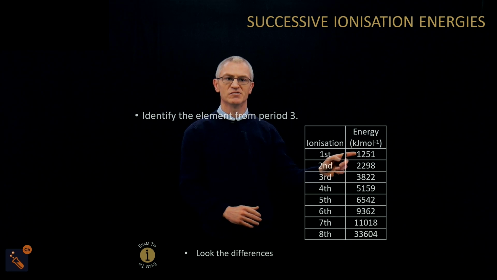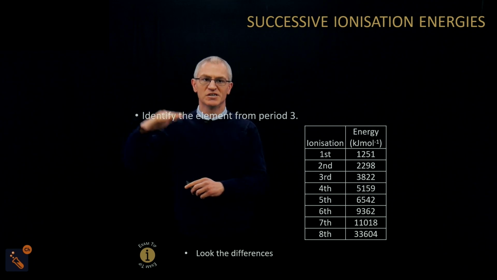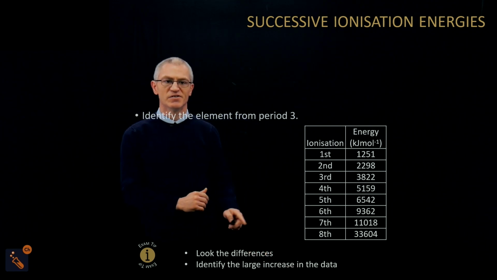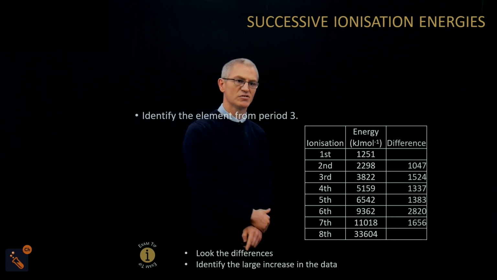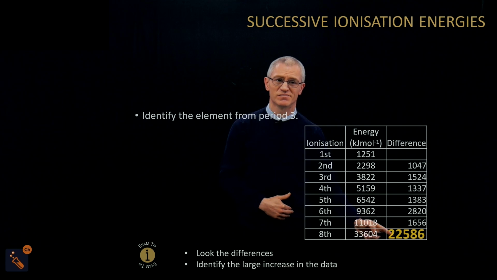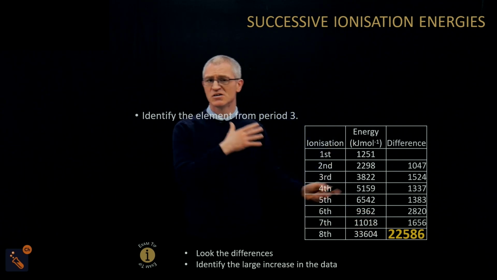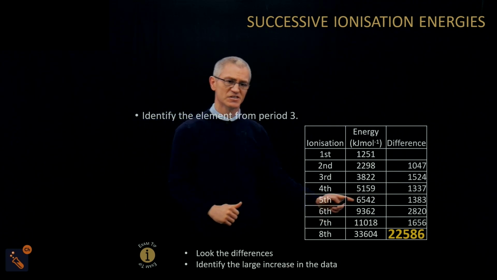So you have to look for the differences between these numbers. So 2298 minus 1251. You look at the differences, because then you're getting an idea of whether there's a big jump or not between the first and the second. You identify then the large increase in the data. So let's look at that data. The differences between the numbers we've put here do vary a little bit, but they're not hugely different from each other. But then if you look at the last one, that's massively different. That's 22,000, where the rest are vaguely around the 2 to 3,000 area, whereas this is massive.